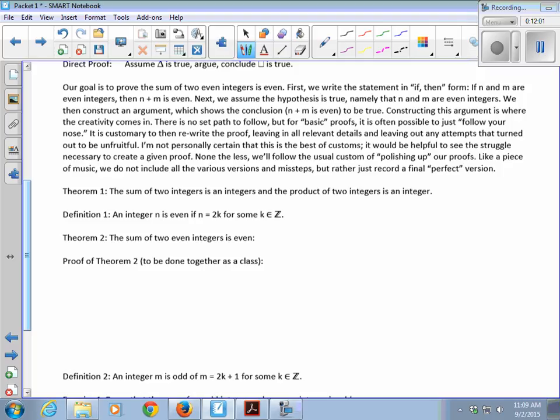We then construct an argument which shows the conclusion, n plus m is even, must be true. So constructing this argument is where the creativity comes in. There's no set path to follow, but for basic proofs, it's often possible to just sort of follow your nose. It's customary to then rewrite the proof, leaving in relevant details and leaving out anything that led down a path that didn't go anywhere.